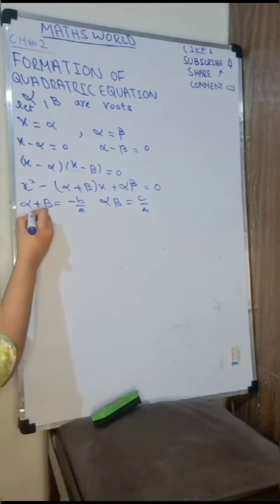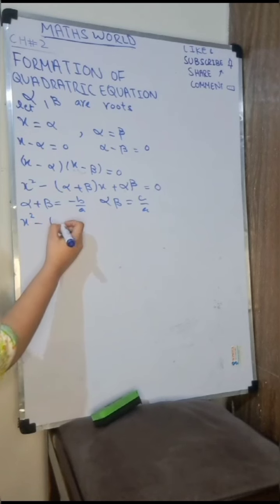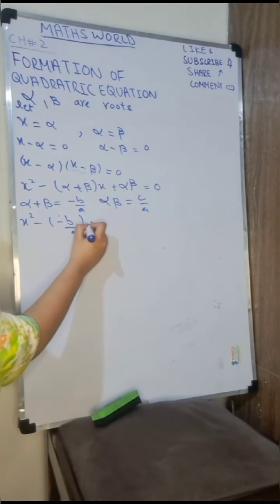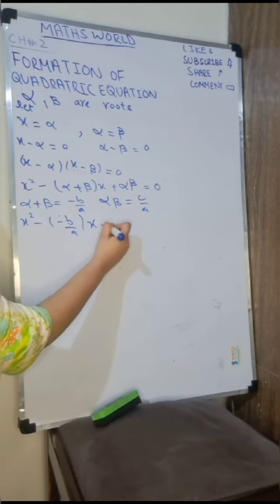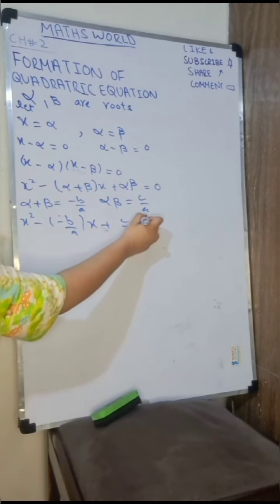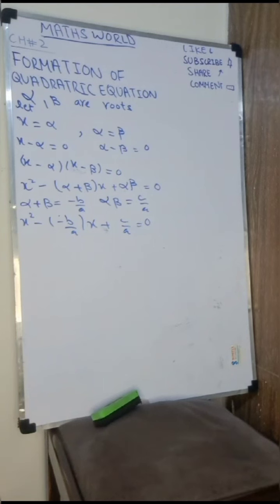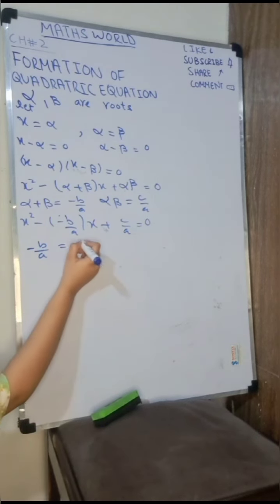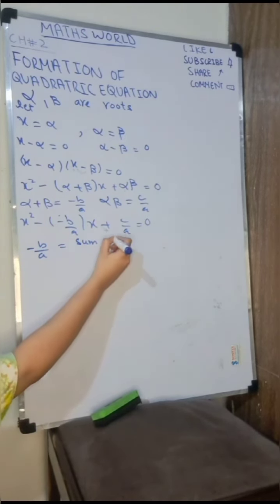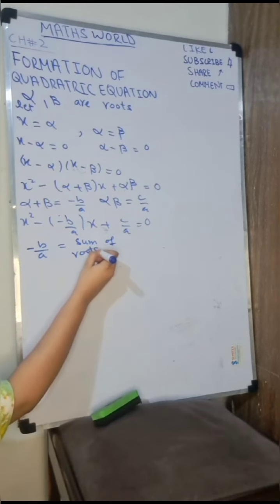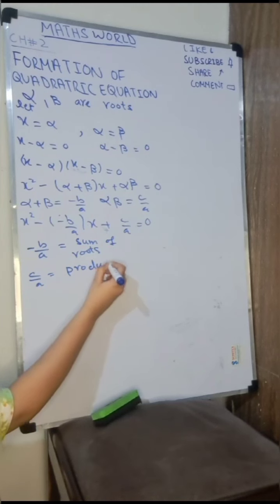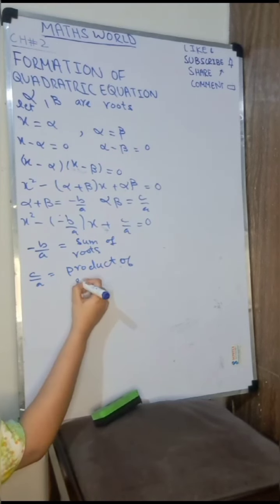Now just place it: x square minus b over a x plus c over a equals to 0. And you also know that minus b over a is equal to sum of roots, and c over a is product of roots. What are the roots? Alpha and beta.